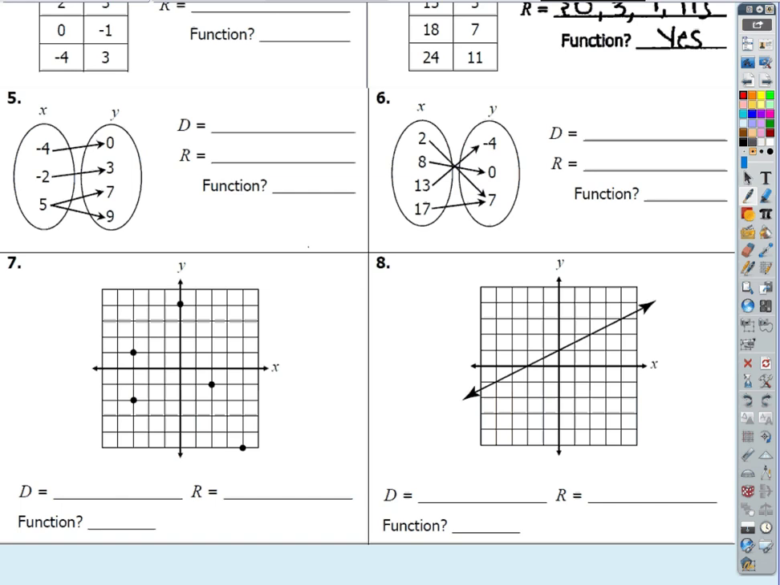What's the domain? Well, the domain is just right there, isn't it? It gives us the domain very nicely. If we know it's not a function, do we have to write the domain and the range? Still do. Yeah, still do.